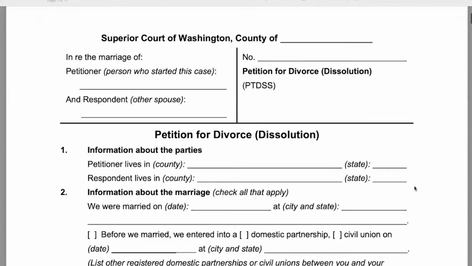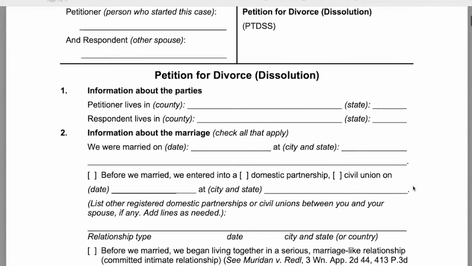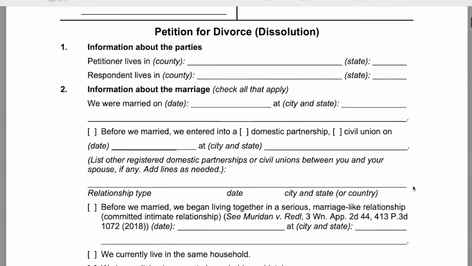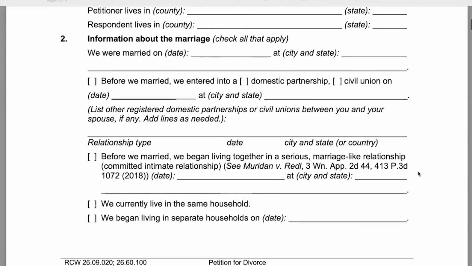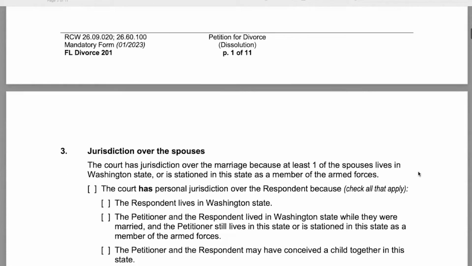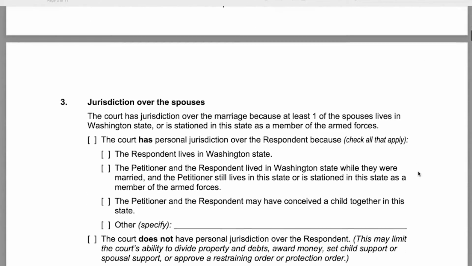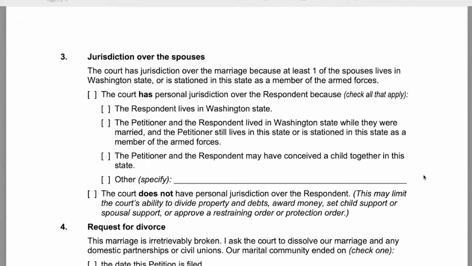In this form, it will ask you about general information regarding you and your spouse, like where you live, where and when you were married, and whether you still live in the same house. The next part is regarding whether the court has jurisdiction over the marriage. If the court does not have personal jurisdiction over the respondent, then it may limit the court's ability to divide property, award money, set child or spousal support, or approve a restraining order.